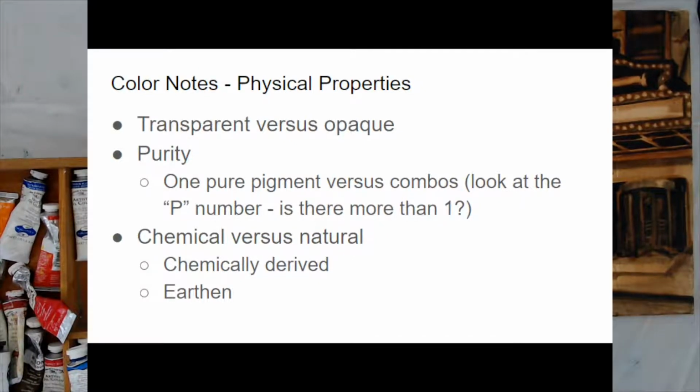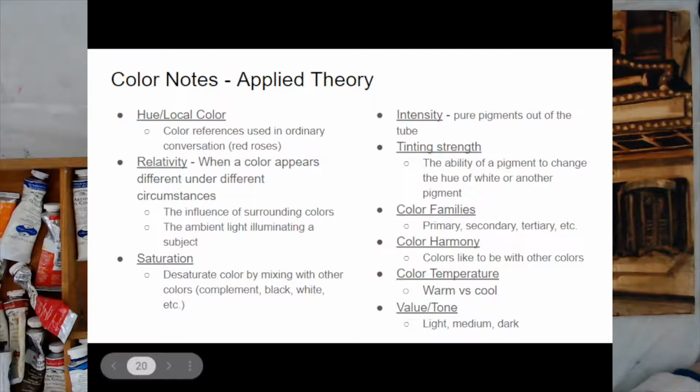Like, let's say, some of your blacks and ochres, those would be earthen types of pigments. Chemically derived, I would say, probably your quinacridone colors are more chemically derived. Not that that's that important to know, but just so you do know.